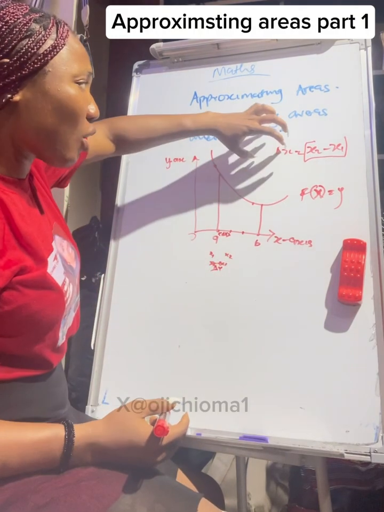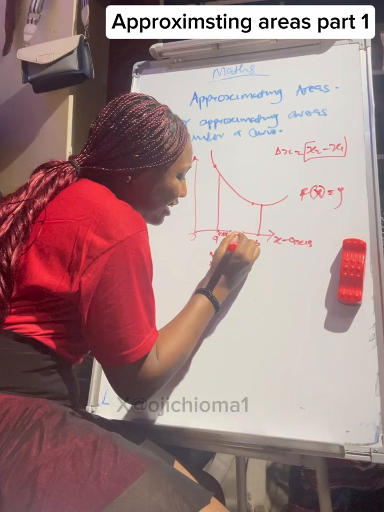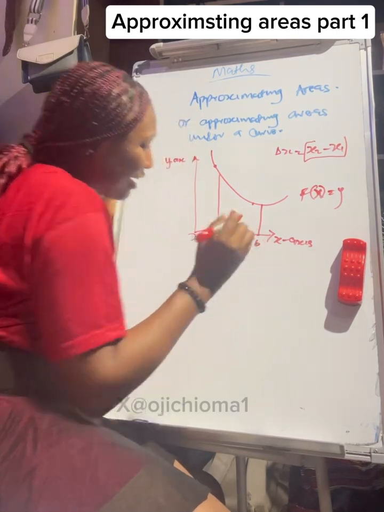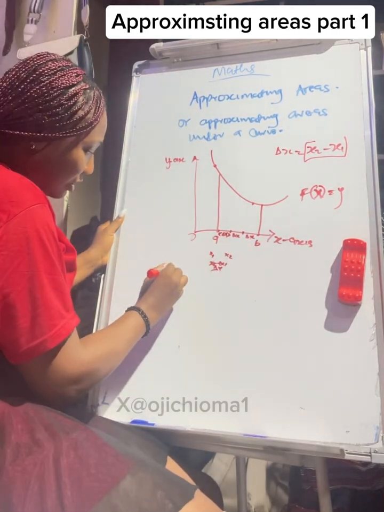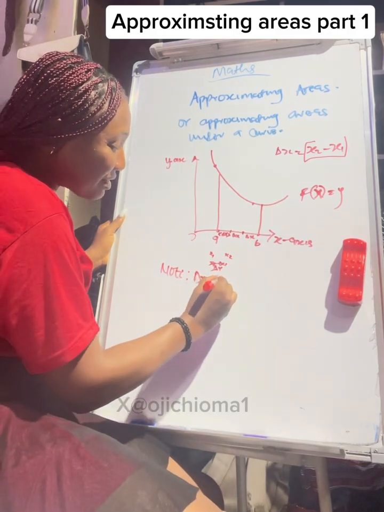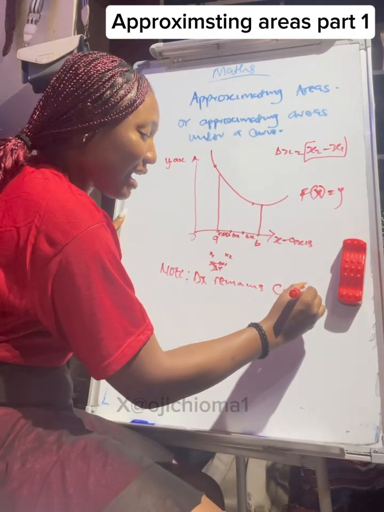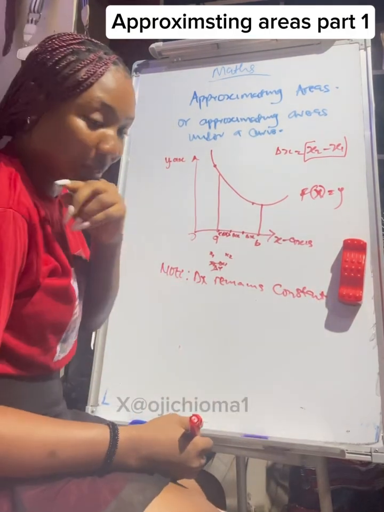And why are we using only one dx? We are using only one dx because the distance between here and here is the same as the distance between here and here. Also the same as the distance between here and here. Note one thing, write this thing down, it will help you. dx remains constant.